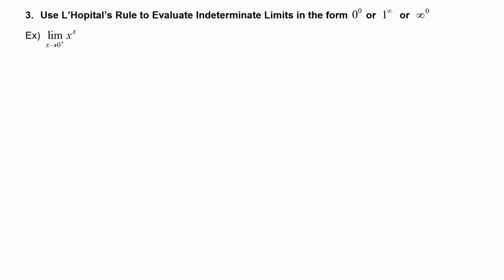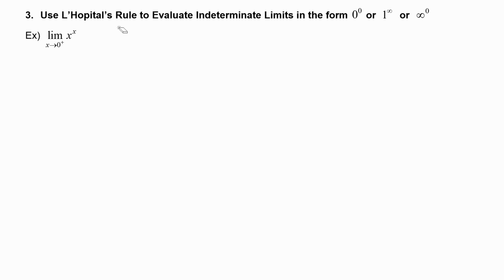In part 3, you will learn how to use L'Hopital's rule to evaluate indeterminate limits in the form of 0 to the 0, 1 to the infinity, or infinity to the 0. In this example, we have to evaluate the limit as x goes to 0 from the right of x to the x.